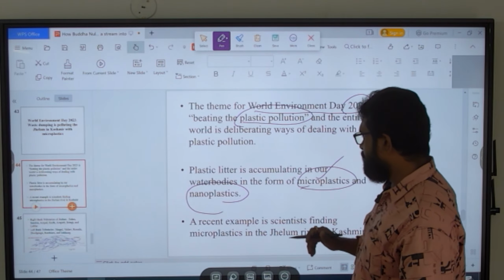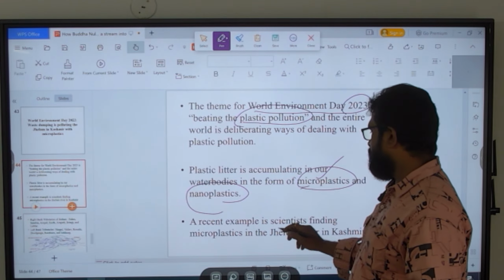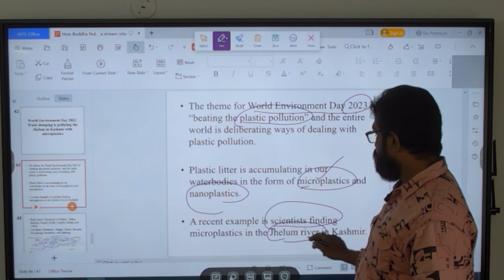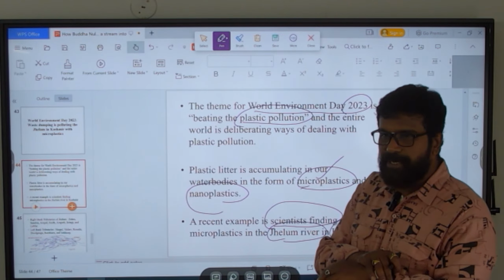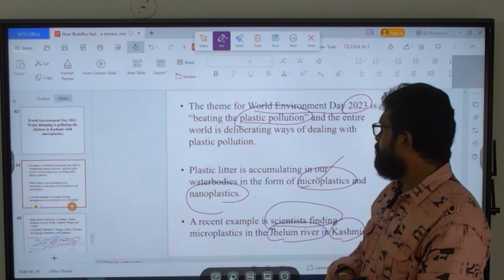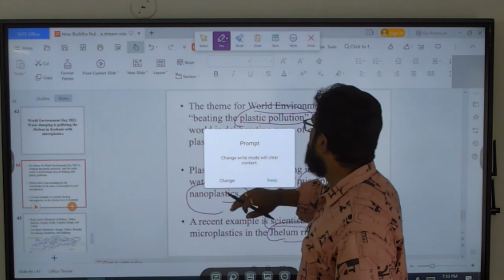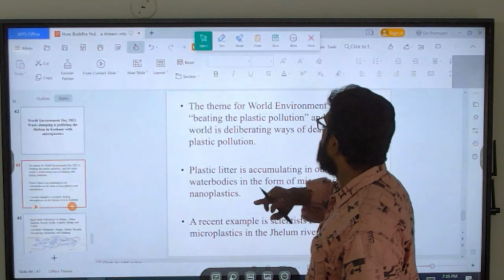But recently, as an example, scientists found that there is a river called the Jhelum River in Kashmir which has become completely polluted because of these microplastics. So this is the news that we had in the newspaper.